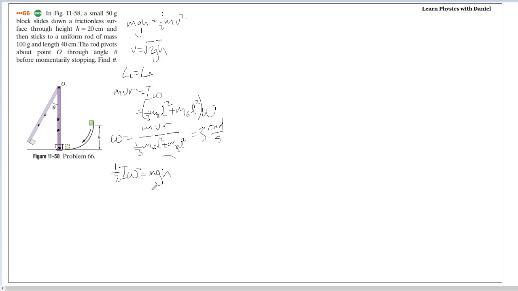So if we solve for h using our known values of I, omega, m, and g, we should get that h is 4 centimeters here. So we can see that the difference between this point and this point is 4 centimeters.